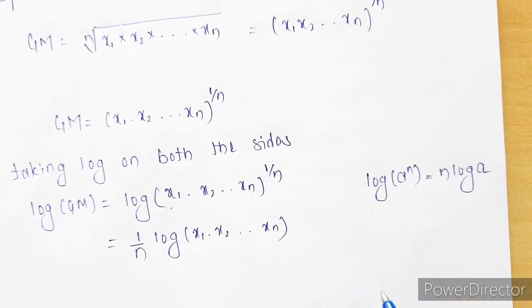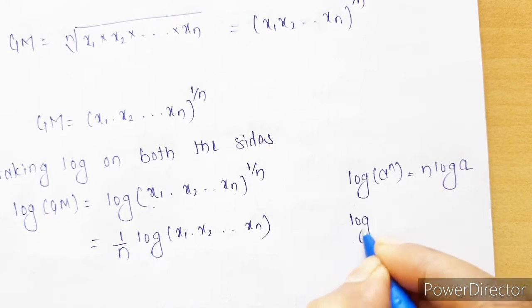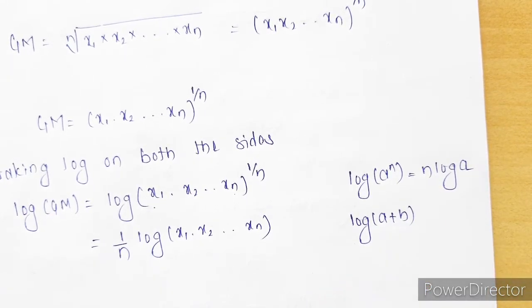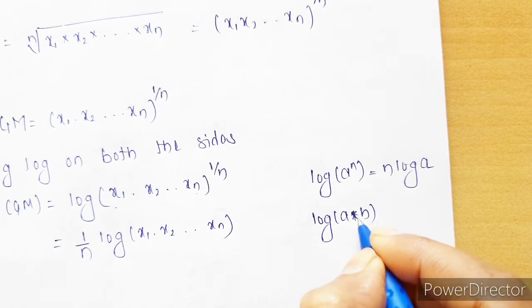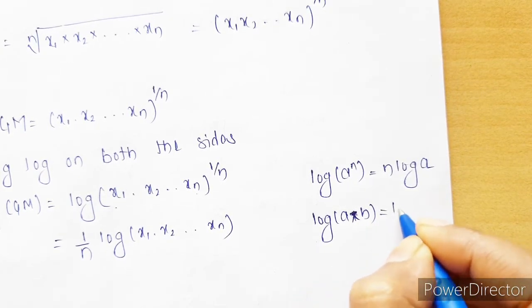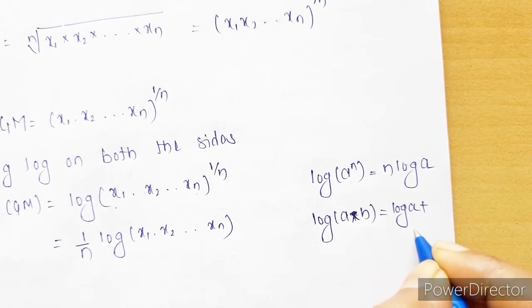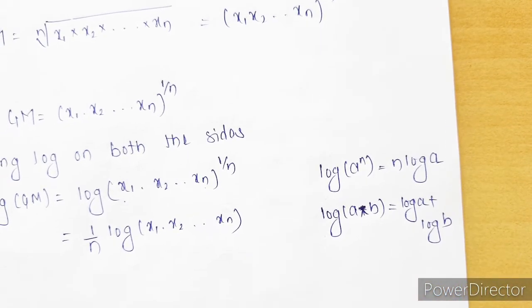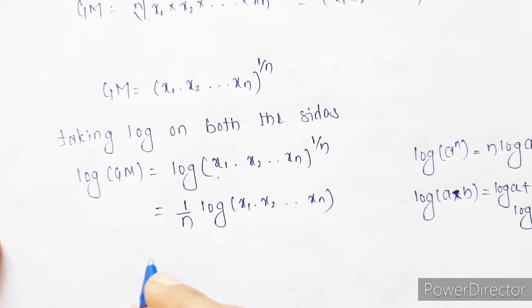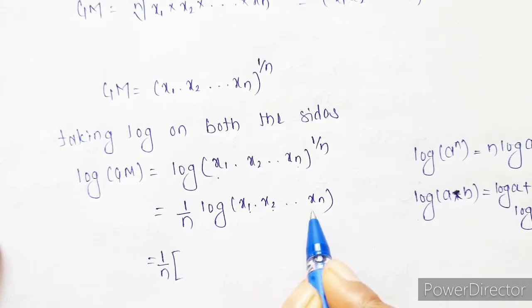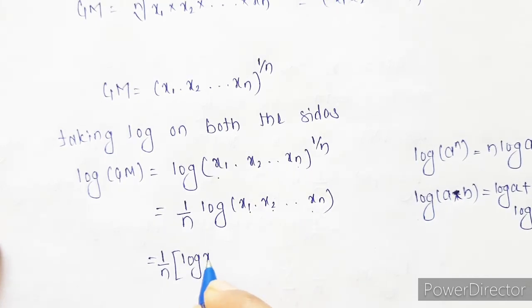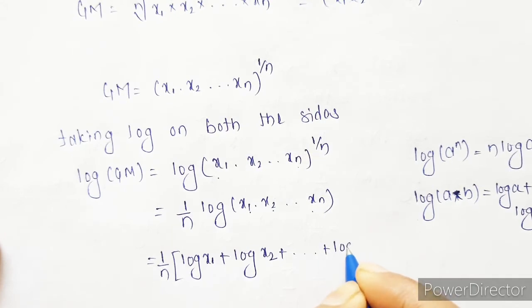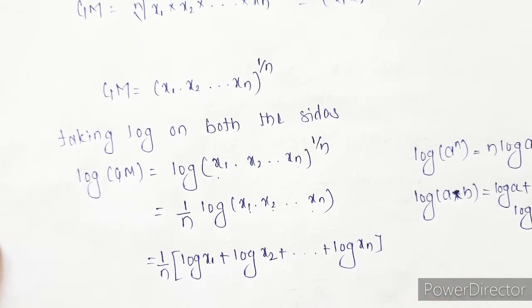Now again, whenever we have log of a multiplied by b, it can be written as log of a plus log of b. So here we have n terms. Now this 1 upon n, I am keeping as it is. Now log of x1 into x2 till xn can be written as log of x1 plus log of x2 till log of xn.